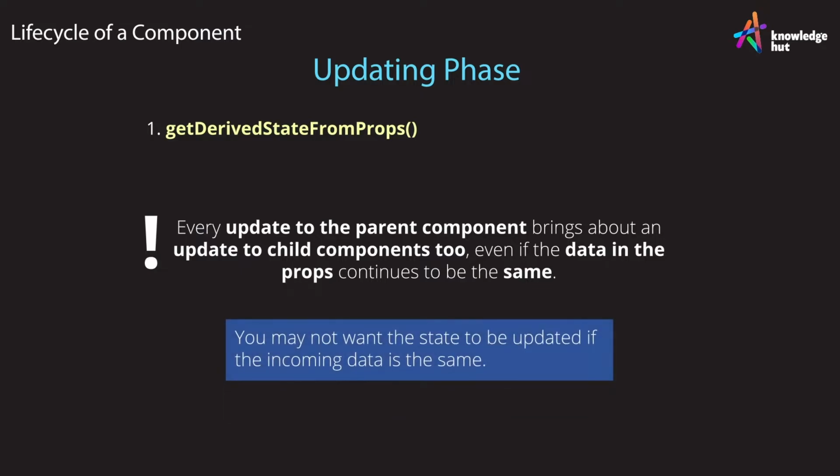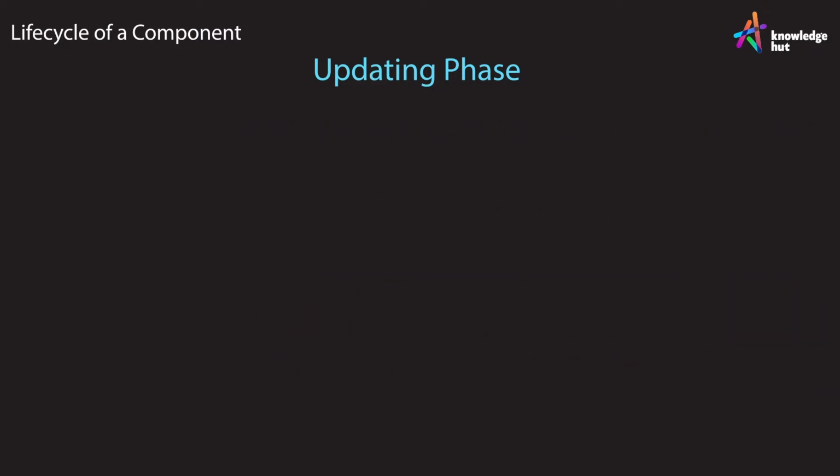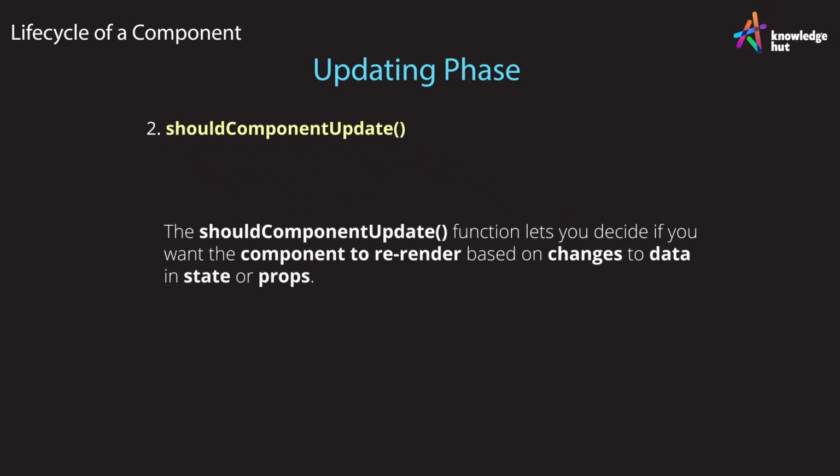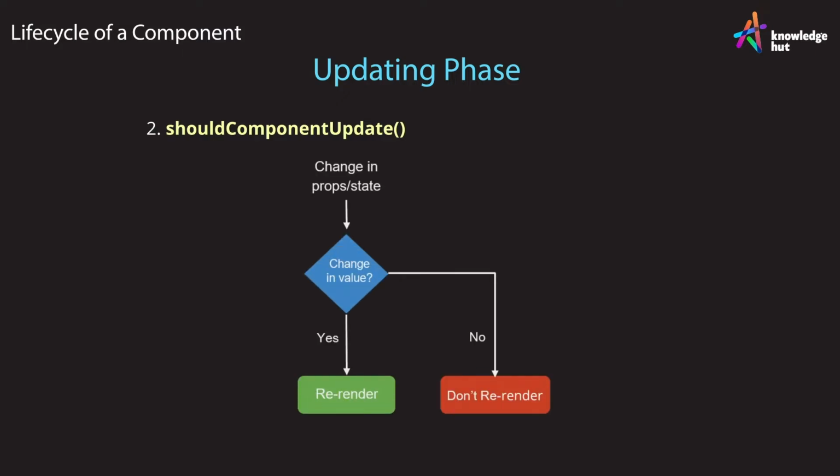However, you may not want to update the child component if the data in the props continues to be the same as before. And that is where you can use the getDerivedStateFromProps function. After this lifecycle method, the shouldComponentUpdate method can be invoked. This function lets you decide if you want the component to re-render based on changes to data in state or props.